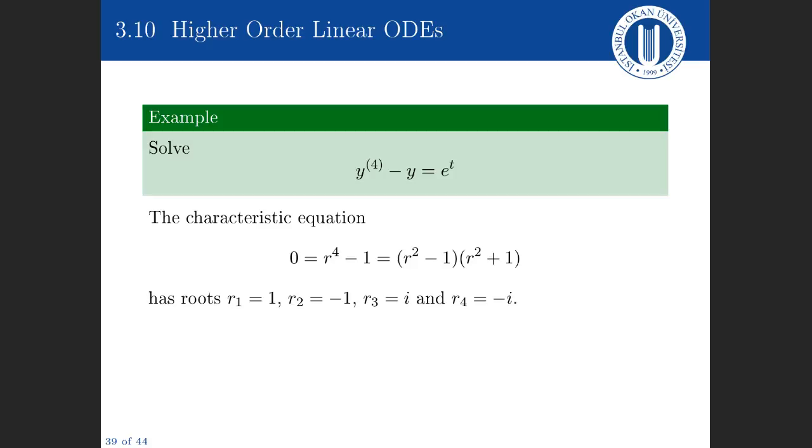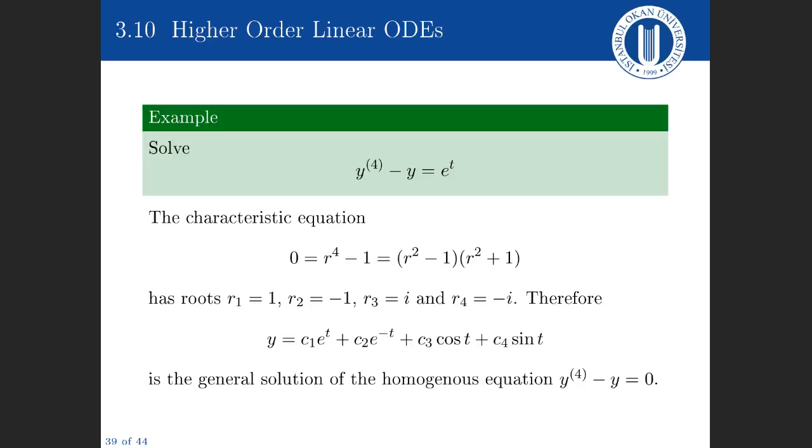After we know these roots, we can write down the general solution to the homogeneous equation. From r1 equal to 1, we have e to the power t. From r2 equal to minus 1, we have an e to the power minus t term. And let's do the last two together. We have i and minus i. That gives us the terms cos t and sin t.